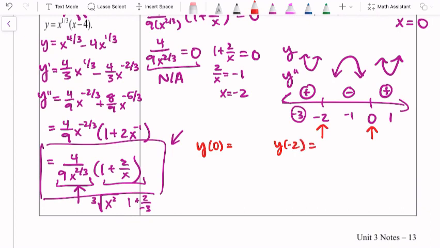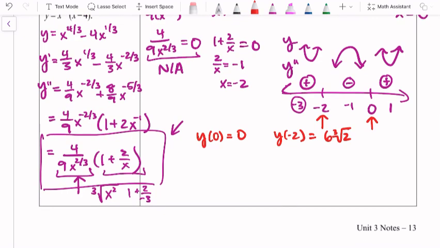So I want to know what y of 0 is and what y of -2 is. And you can go ahead, take a second, try this out with your calculator. I got y of 0 is equal to 0, and y of negative 2 is 6 cubed root of 2. Now, if you got something different, please let me know, and I can go ahead and change this. Okay, so let's justify our answer. It didn't tell us to justify, but we're going to do it anyways.